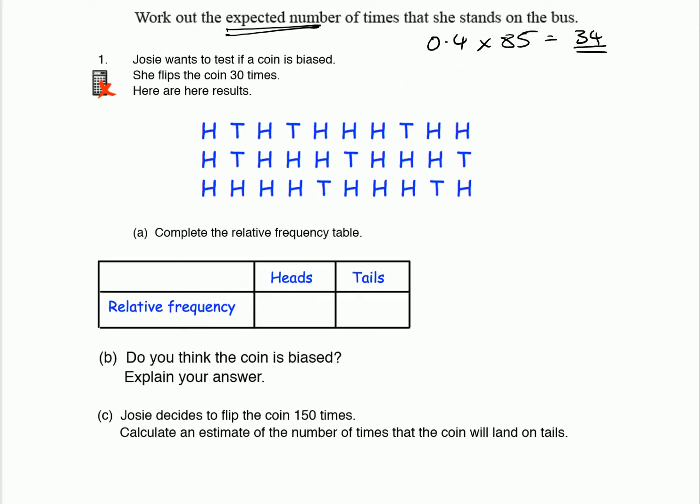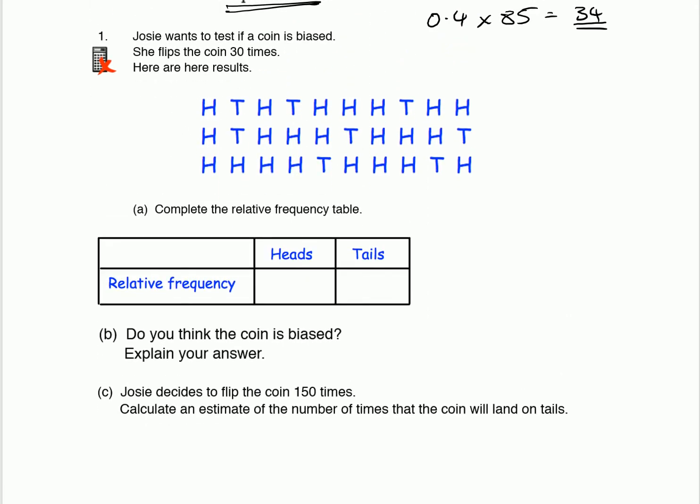Final question now. Josie wants to test if a coin is biased. She flips the coin 30 times, and here are her results. I need to complete the relative frequency table, essentially just counting how many heads and tails go in each of these boxes. So I'm going to do that right now. Okay, so I counted all those up and filled out my table with 22 heads and 8 tails. Do we think the coin is biased? Well, yes, I think I do.